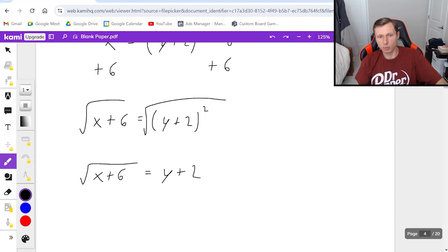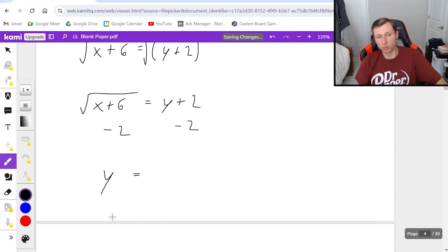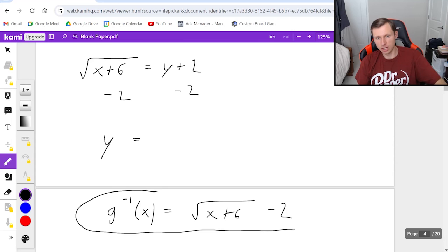And now, still solving for y, I'm just subtracting 2 from both sides, so that my final answer is y equals, well, really, g inverse of x equals root x plus 6 minus 2. And that's our answer. And no, you cannot simplify this anymore. And if you try to, you're probably doing something wrong.